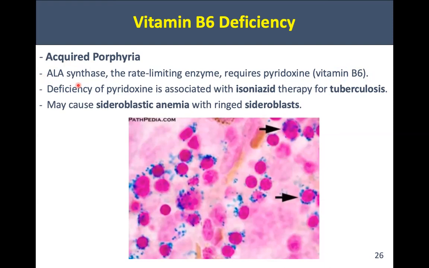And once again, this is an acquired porphyria, right? And so essentially what happens is that I cannot make ALA. Because I cannot make ALA down the road, I can't make heme. If I don't have heme, I can't make hemoglobin. This leads to anemia. And the specific kind of anemia that this can cause is sideroblastic anemia.